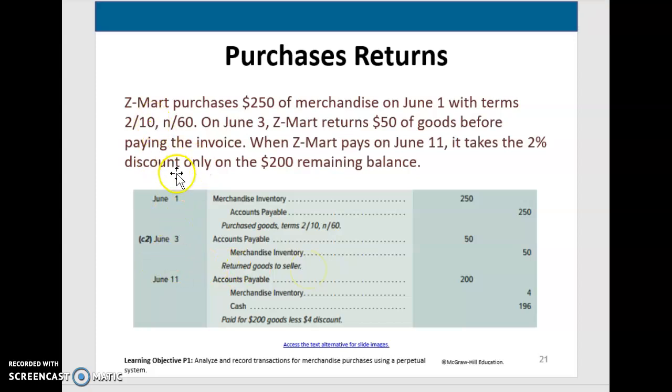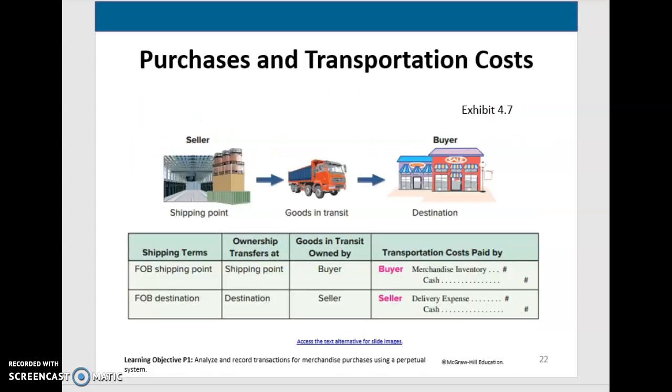Now, when we pay our bill, remember, we're not paying the $250. Our accounts payable balance is now $200. The $250 original minus what we returned, the $50, equals accounts payable balance of $200. We're going to take the discount, because we're paying within discount terms, of 2% on the amount that's left. So 2% on the 200. We're going to credit that to merchandise inventory for $4, and the cash payment then is $196. This would be true of an allowance as well. We would reduce the amount of the allowance before applying the discount.